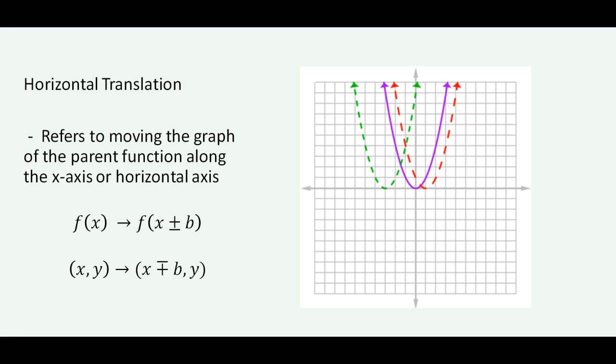Now we're looking at a horizontal translation, which means we're moving from left to right. The only difference is that when you're writing the translation for a horizontal translation, if there's a plus in the translation, you're going to move towards the left. If there's a minus in the translation, you're going to move towards the right. So let's see examples here.